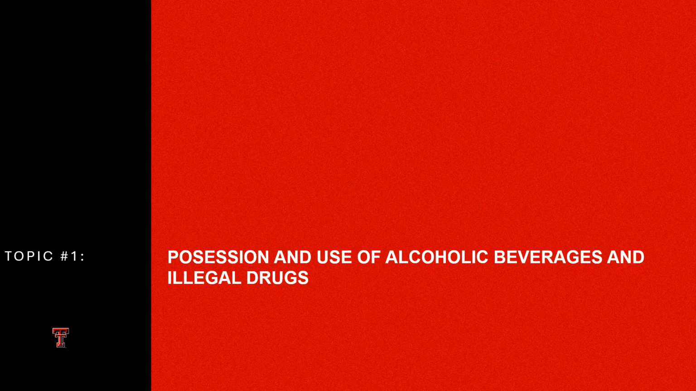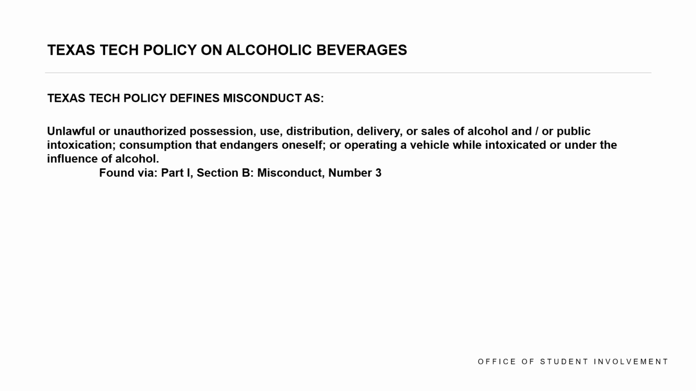Our first topic or type of risk here that is inherent on campus is possession and use of alcoholic beverages and illegal drugs. In Texas Tech University's policy on alcoholic beverages, we define misconduct as unlawful or unauthorized possession, use, distribution, delivery, or sales of alcohol and/or public intoxication, consumption that endangers oneself, or operating a vehicle while intoxicated or under the influence of alcohol. This can be found via Part 1, Section B, Misconduct, Number 3 within the Student Code of Conduct.